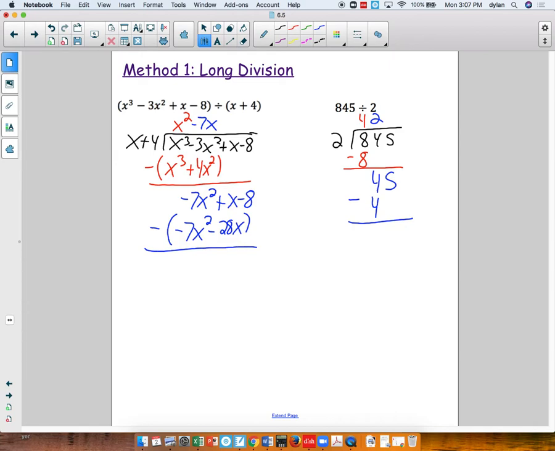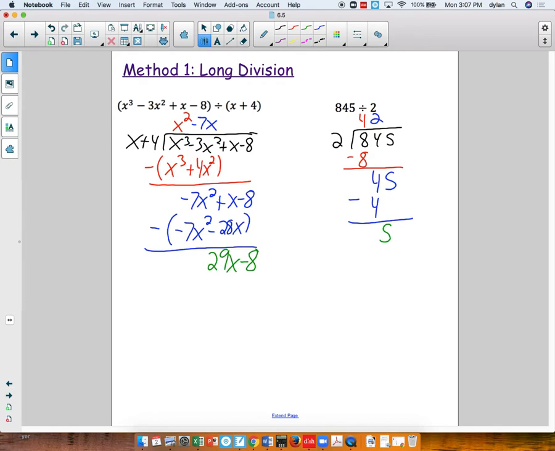So when we do our subtraction here, obviously on the long division side, we would just pull down the 5. On the polynomial long division side, our 7x squareds would cancel out. We would end up with x minus negative 28x, which is 29x, and then the minus 8 would just pull down. So now we're going to do this again, right?